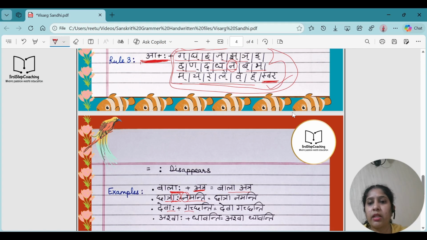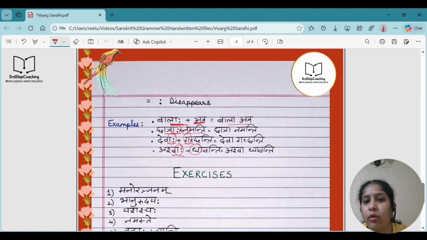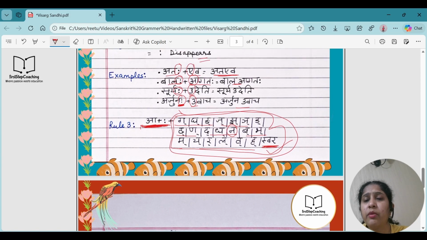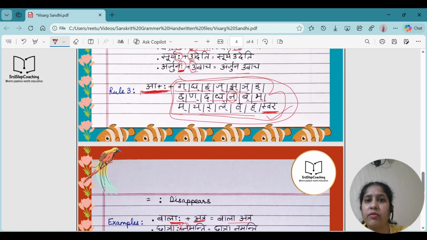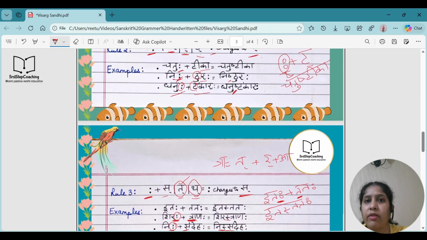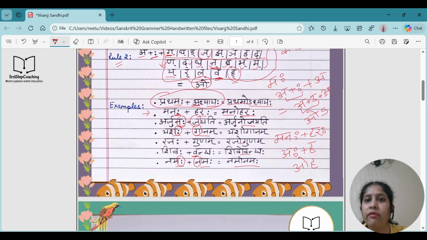Same way devaha gachanti, aha and ga is there, so it will become deva gachanti. Same way if you have ashvaha and dhavanti, so aha and dha, it will become ashva dhavanti. Right? I'm hoping the lop sandhi was clear to all of you. And yes, we have finished all types of sandhi. So let's see once again what are the four types of sandhi we have done.